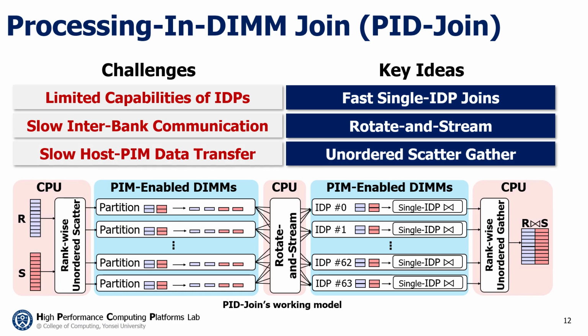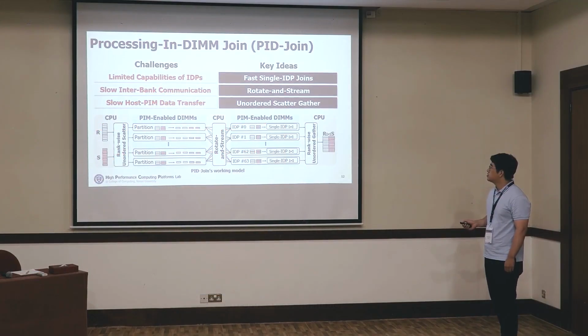So the entire working model is like this. First, the R and S tables are stored on the CPU side, and we perform rank-wise data transfer to send the R and S tables to the PID-enabled DIMMs. And inside the PID-enabled DIMMs, they perform partitioning on the PIM side to collect the tuples to have the same reading speeds on their memory bank. And we perform all-to-all communication by rotate and stream. And we perform a single IDP-Join on the PIM side again. And we send back the join result to the CPU.